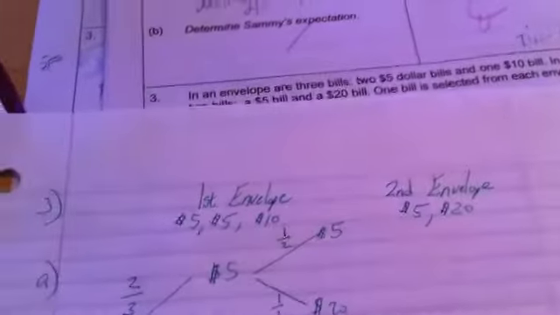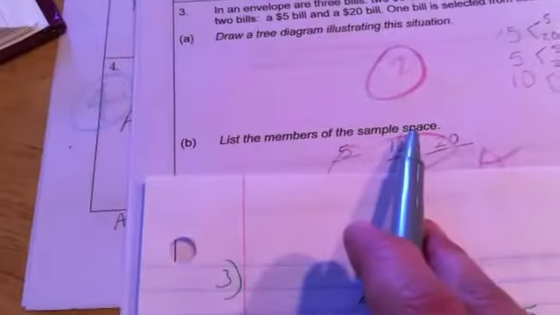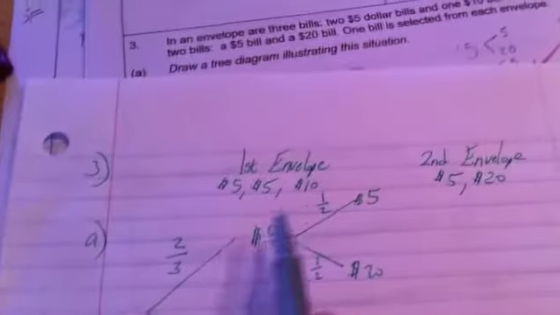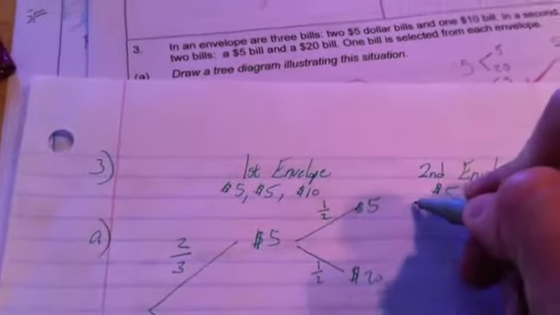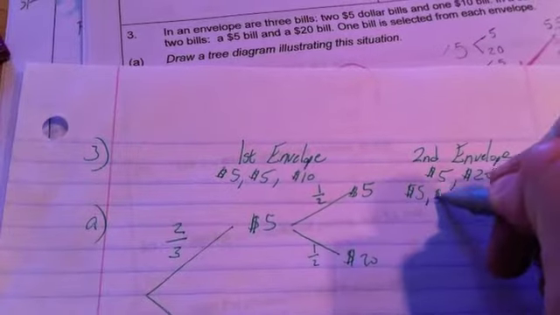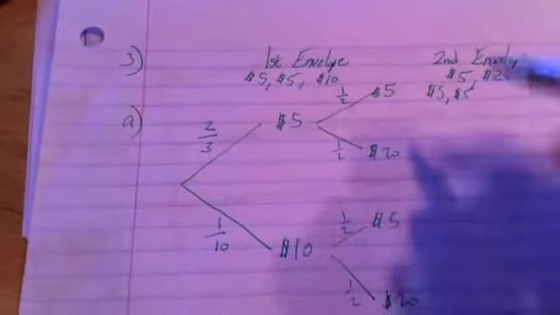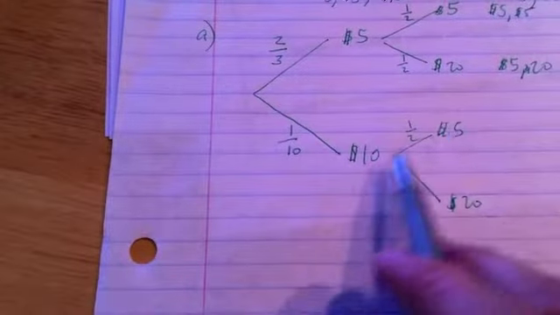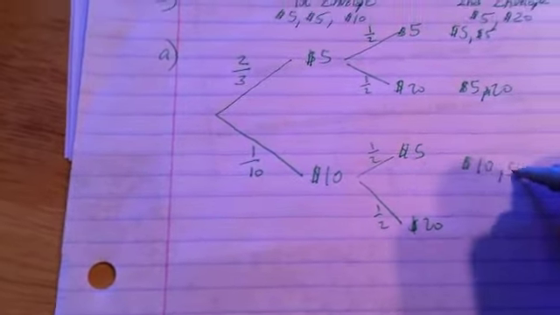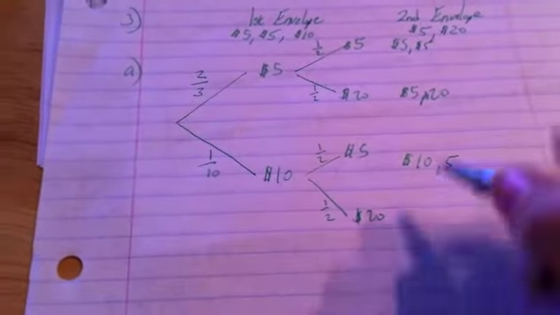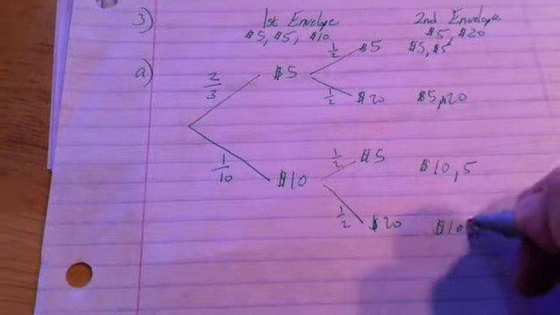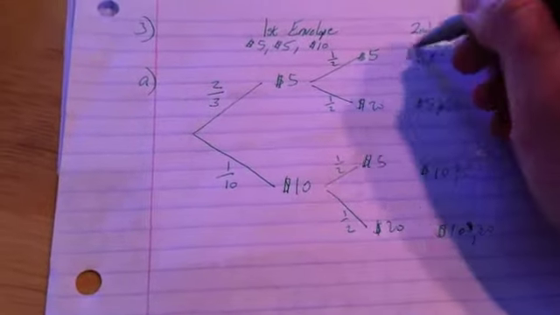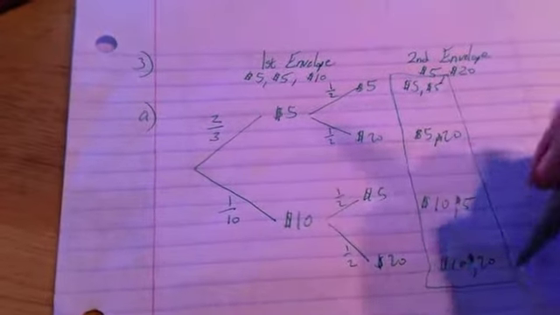Not sure if we need all that, but we got it. So now, if we want to write out the members of the sample space, we can just read it off the tree. We could pick a 5 and a 5. We could pick a 5 and a 20. Or we could pick a 10 and a 5. Or we could pick a 10 and a 20. So these are the members of our sample space.